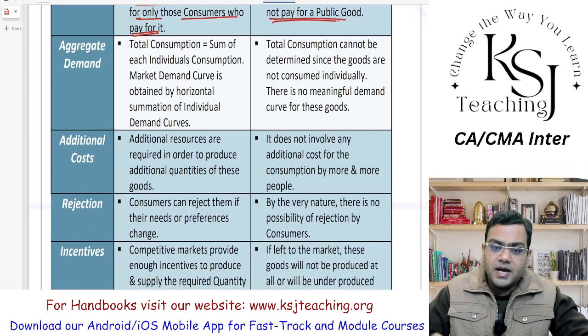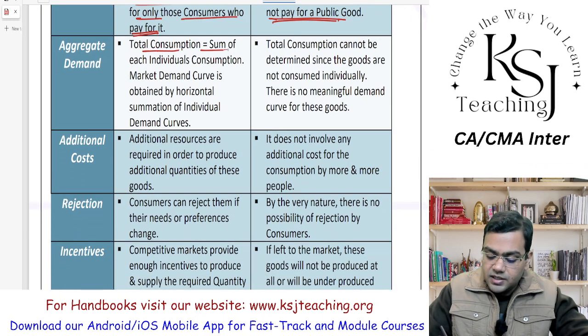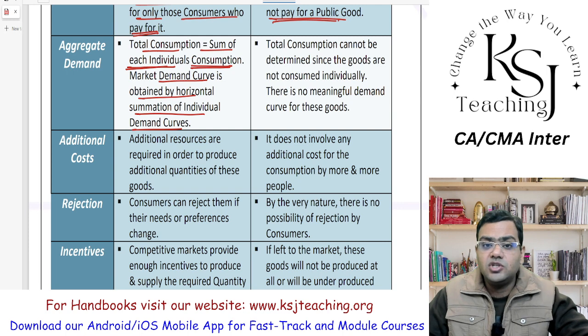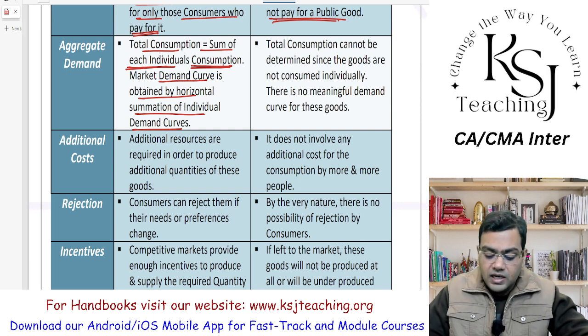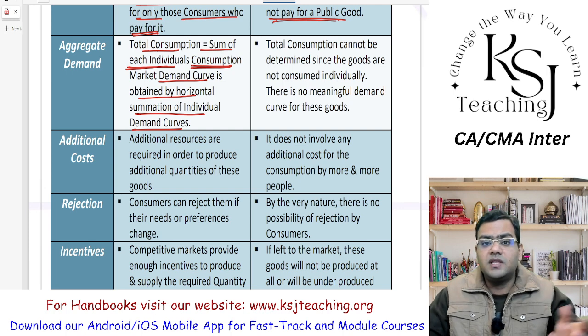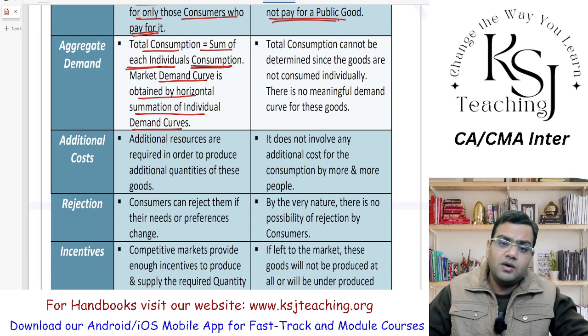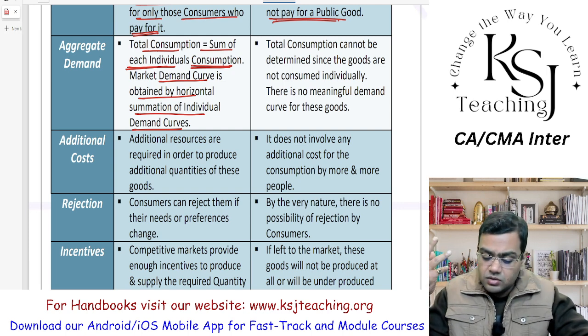Then aggregate demand. Aggregate demand is total consumption equal to the sum of each individual's consumption. Market demand curve is obtained by the horizontal summation of the individual demand curves, that is, what an individual is demanding. Let's say the t-shirts. Now, what will be the total aggregate demand of the t-shirts? Whatever the people are demanding, people are ready to pay for it, and whatever the people are consuming, the individual's consumption, if you sum total it, you will get the aggregate demand.